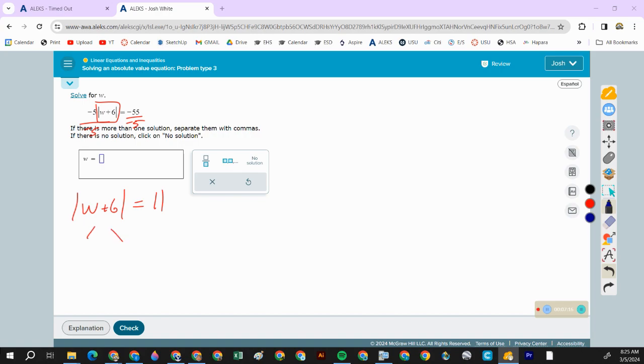Now we split. w plus 6 equals 11, and w plus 6 equals negative 11. Subtract 6. w equals 5. Subtract 6. w equals negative 17. We'll do one more of those.